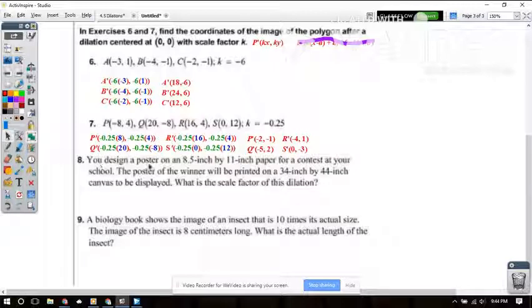Number 8. This is a little bit more real-world situation kind of stuff. You design a poster on an 8.5 by 11-inch piece of paper for a contest at school. The poster of the winner will be printed on a 34-inch by 44-inch canvas to be displayed. And we want to know what is the scale factor of this dilation.